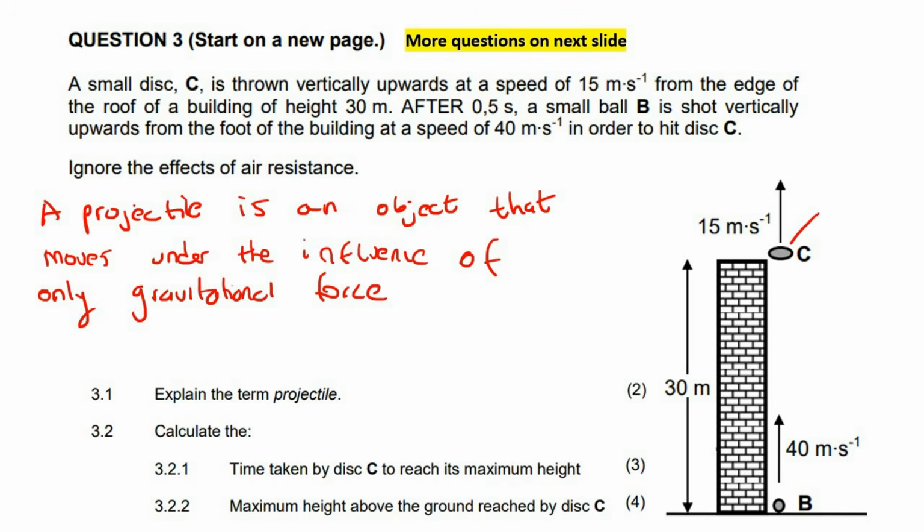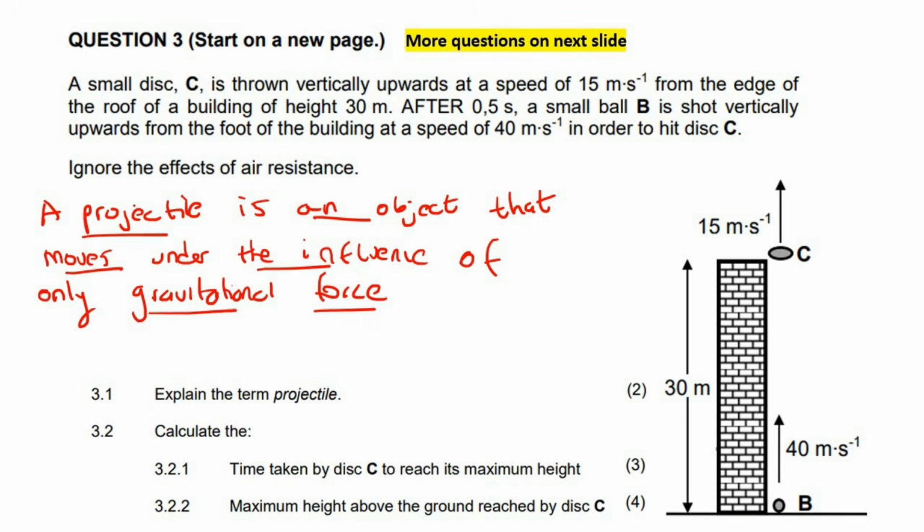Now, a lot of learners look at this situation and say, yeah, but sir, there is an applied force, because someone throws it upwards. Yes, I understand that, but you have to think about it after it leaves the person's hand. That is when we are looking at it. Once it has left the person's hand, the only force acting on that object is going to be gravity. We're not talking about the part where it's touching the person's hand. We're talking about once it leaves the person's hand and starts moving at 15 meters per second. Then it is a projectile, because a projectile is an object that moves under the influence of only a gravitational force.